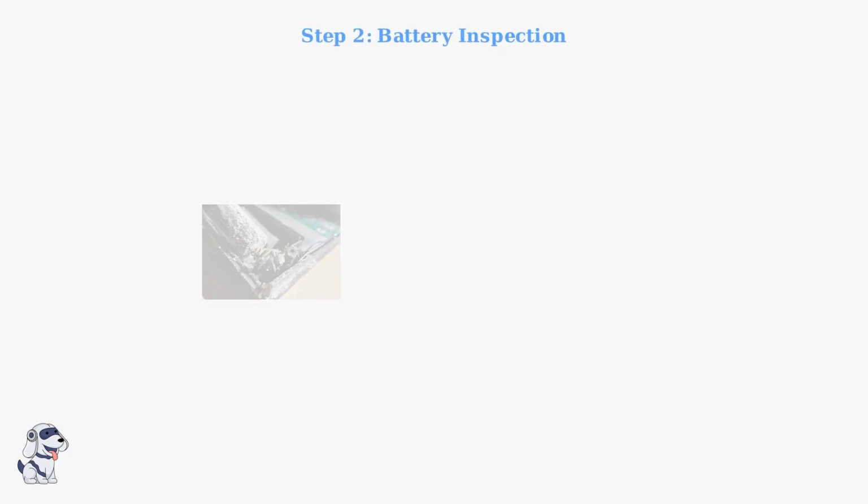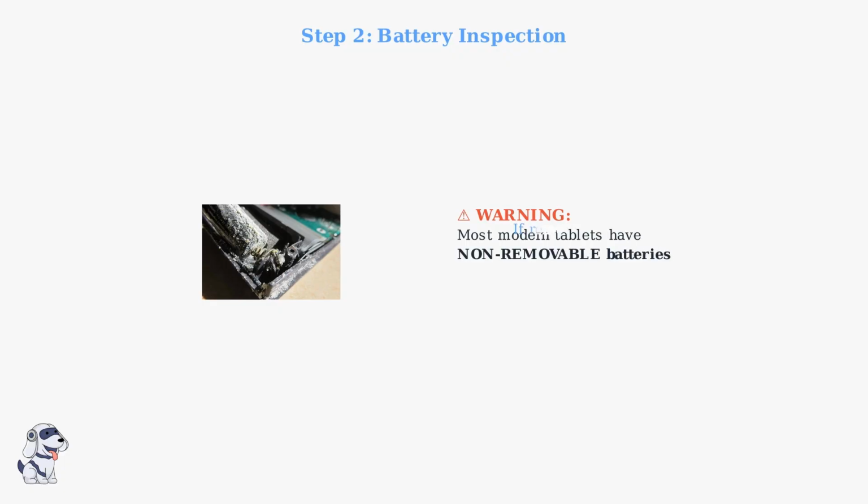If your tablet has a removable back cover, inspect the battery for signs of damage. Look for swelling, white corrosion, or leakage. However, most modern Vortex tablets have non-removable batteries, making this step impossible for most users.